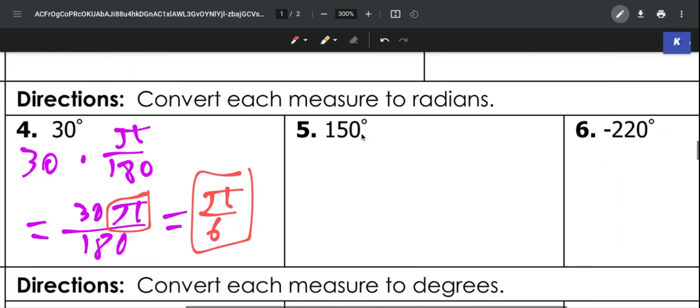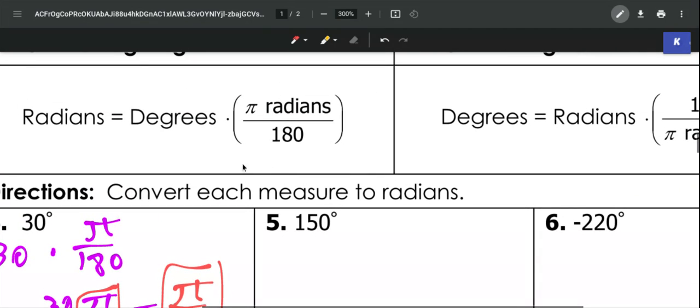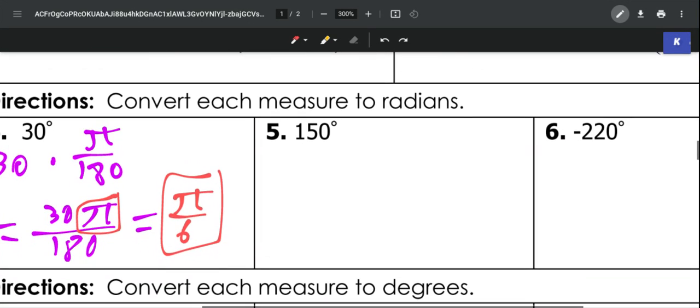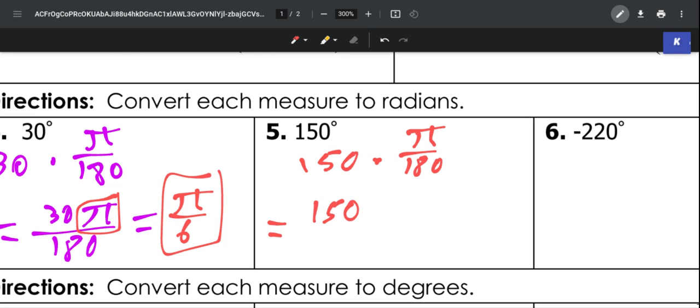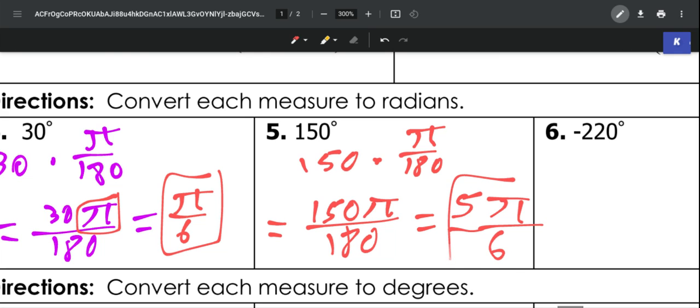Now let's look at 150. We're going to do this the same way. If we have degrees, we're just going to say degrees times pi over 180 is going to be equal to radians. So we're going to take 150 degrees times pi over 180, which is going to end up giving us 150 pi over 180. And we're going to leave pi just as it is. Pi is going to stay on the top of our fraction, and then we're going to have a reduced fraction left over. So 150 over 180 reduces down to 5 over 6. So we'll have 5 pi over 6.